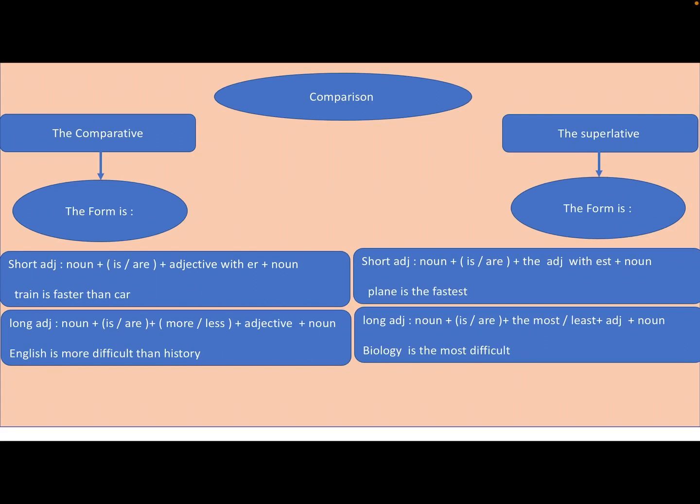الطائرة هي الأسرع. In case of long adjective في حالة الصفة طويلة we use noun plus is or are plus the most or least plus adjective plus noun. إذا كانت الجملة تحتوي على صفة طويلة فالصيغة كالآتي: الاسم ثم is أو are ثم the most أو least ثم الصفة ثم الاسم. Biology is the most difficult. مادة الأحياء هي الأصعب.